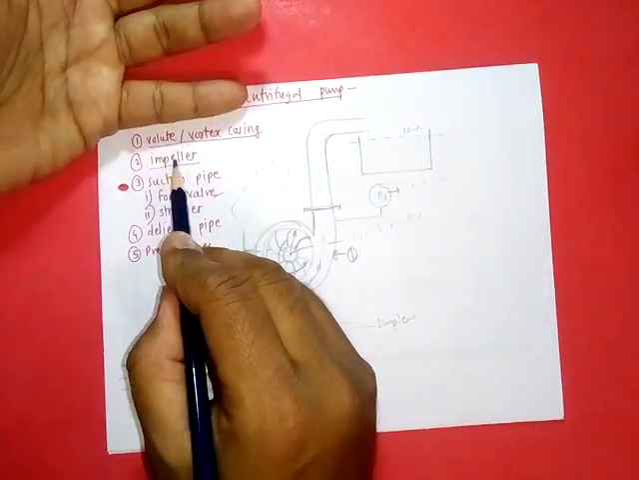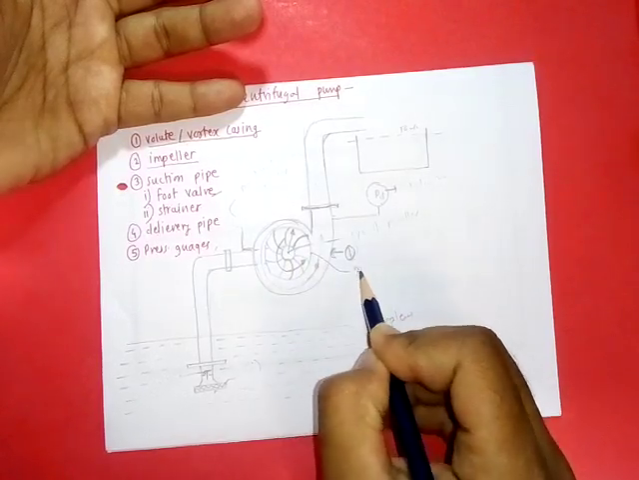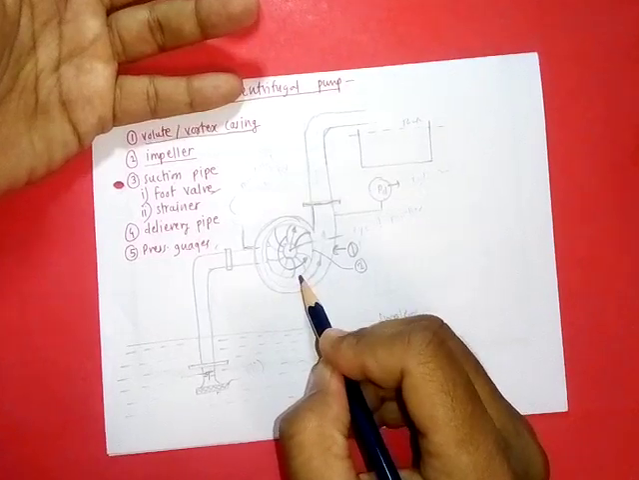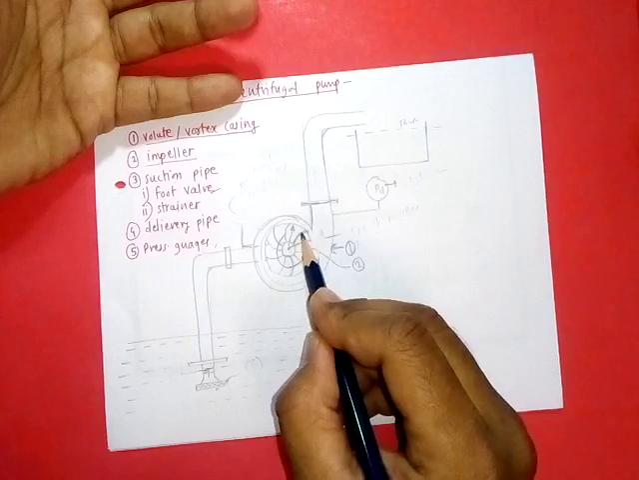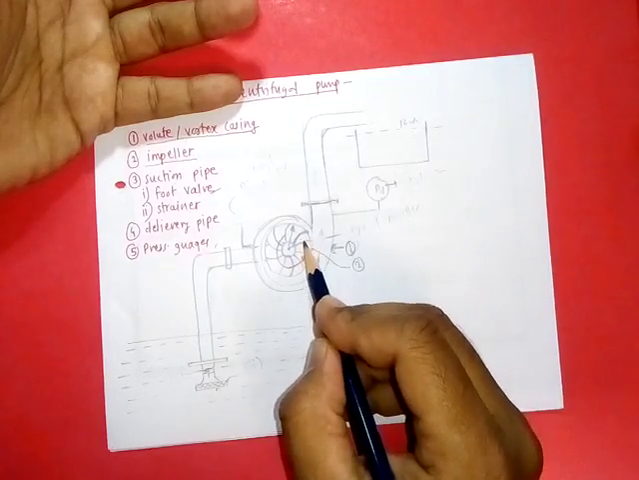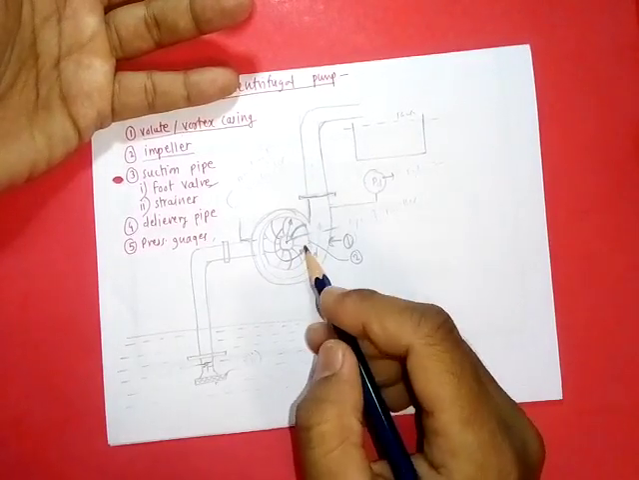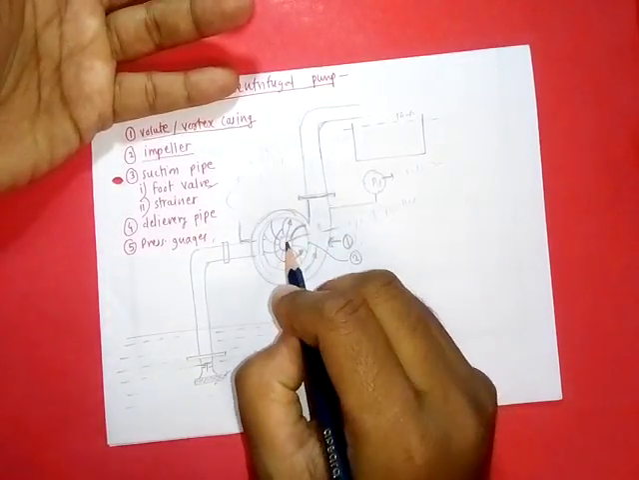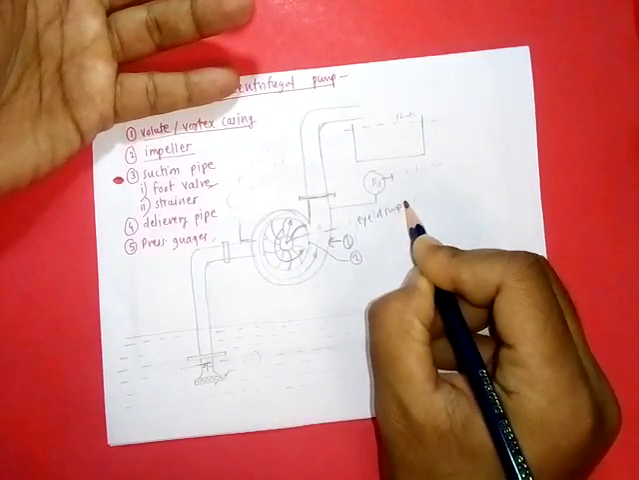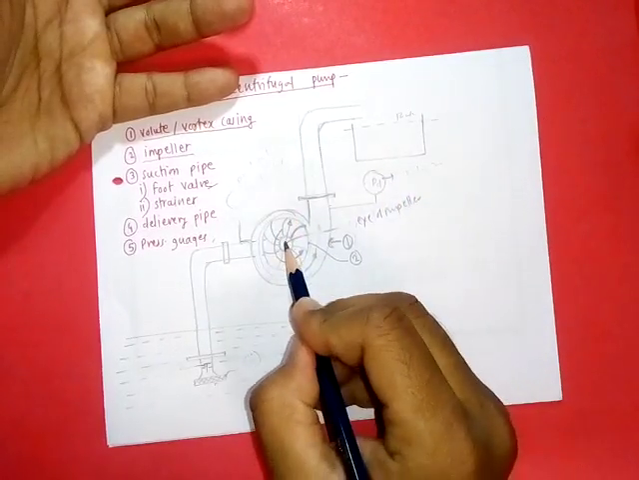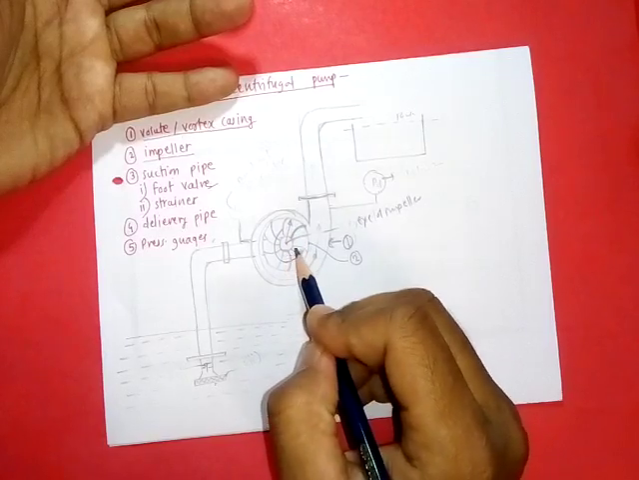Then there is an impeller. This part is the impeller. The impeller is a rotating part in a centrifugal pump which gives power to water. On the impeller there are curved vanes. Curved vanes can be backward curved, forward curved, or radial vanes. Water enters at the eye of the impeller. This central part is called the eye of the impeller. Due to centrifugal action, water moves in outward direction as the impeller rotates.